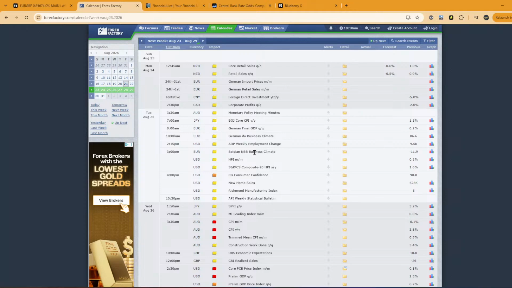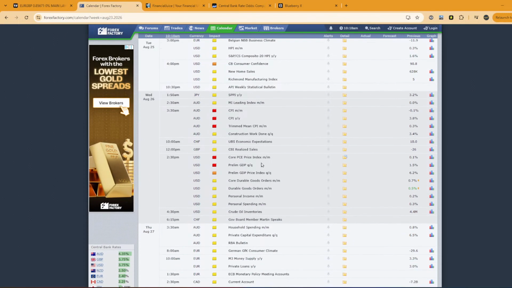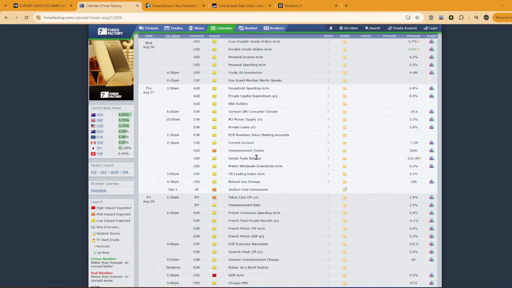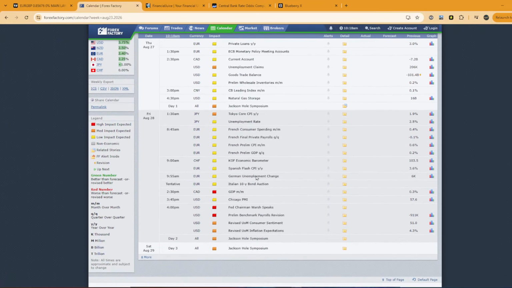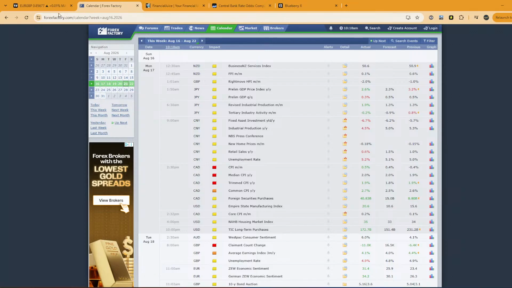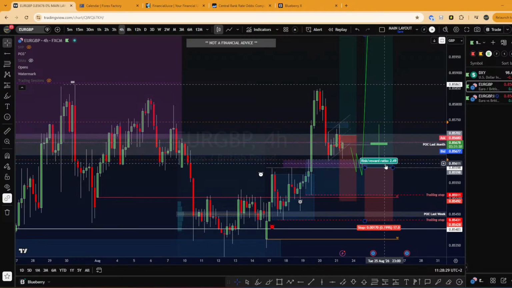Tuesday euro, nothing major. We have the core PCE on Wednesday, so yeah, nothing interesting. I don't see too much major news that could affect my trade next week. So I think I will let it run over the week. I really want to tap around this level before starting to buy again.